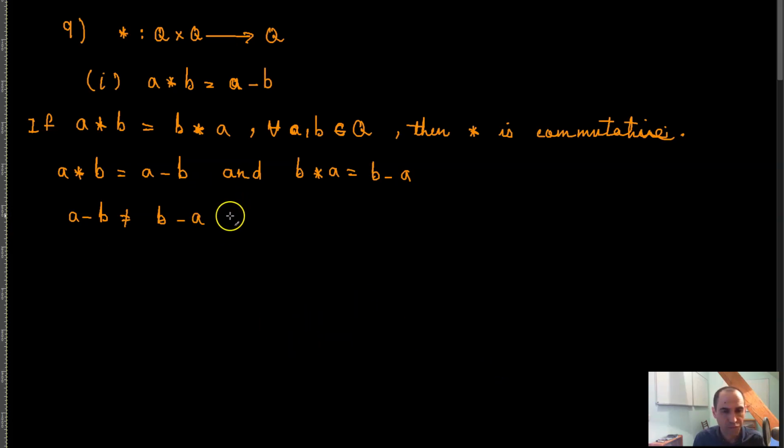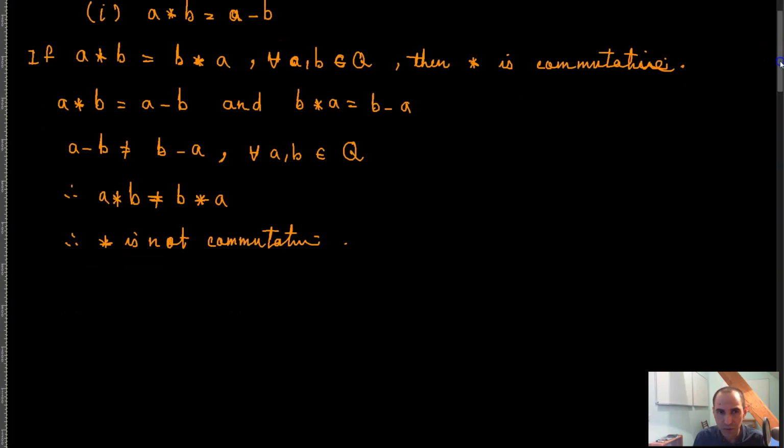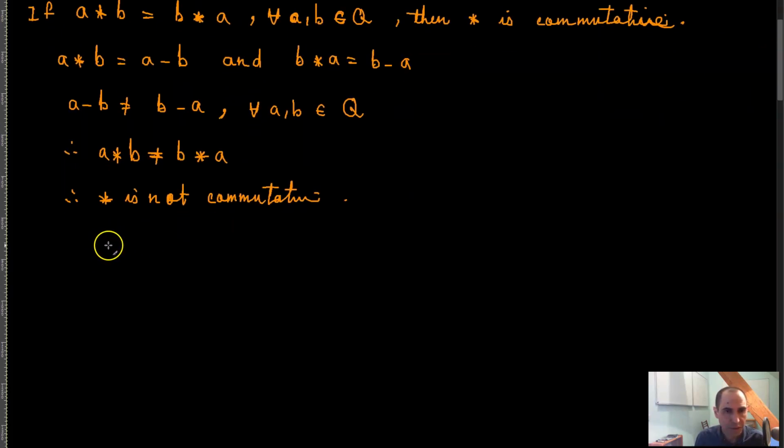And you can say this holds for all A and B belonging to the set of rational numbers, and therefore A star B is not equal to B star A, and therefore star is not commutative. Star is not commutative.